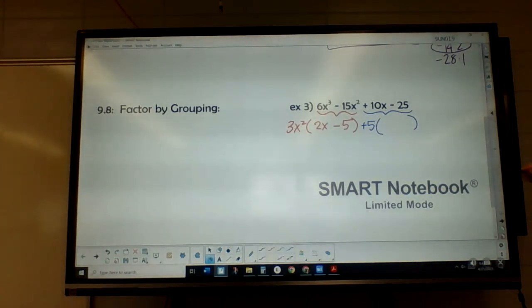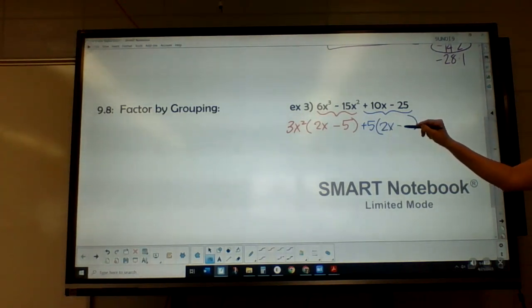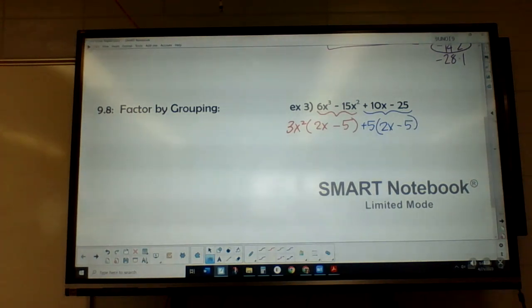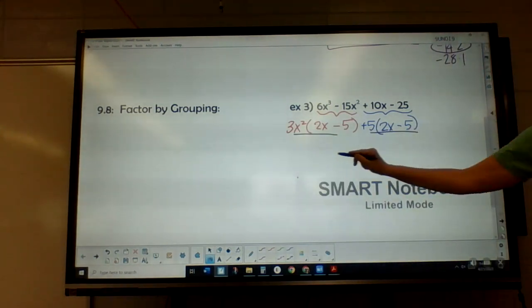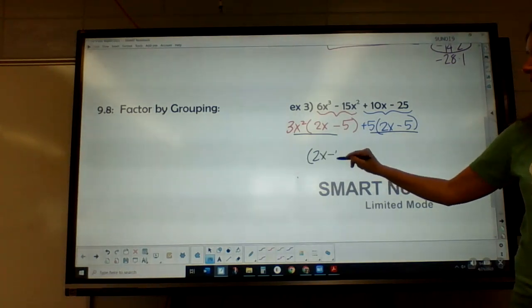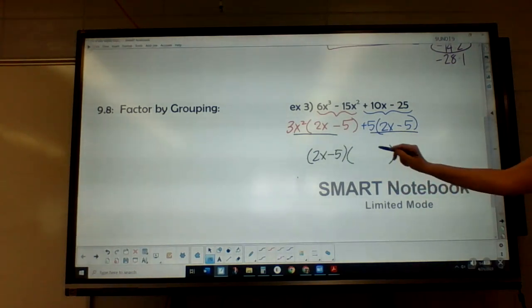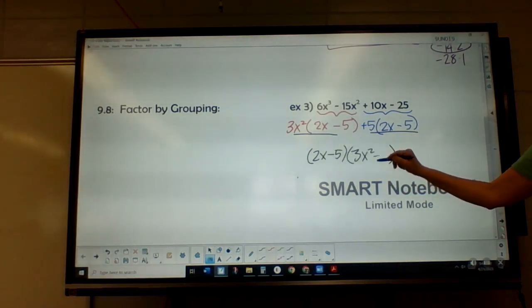And again, they should match. So 2x minus 5. So I have the same thing twice. So now I have to rewrite it. A lot of you guys on your scrimmage stopped here. This is not the end of this problem. We have to write it one more time. So now what we do is we take this and we say what's common among these two terms. And then the leftovers are 3x squared plus 5.